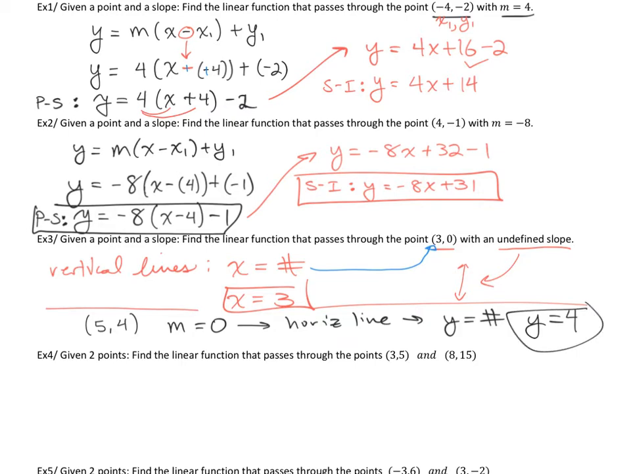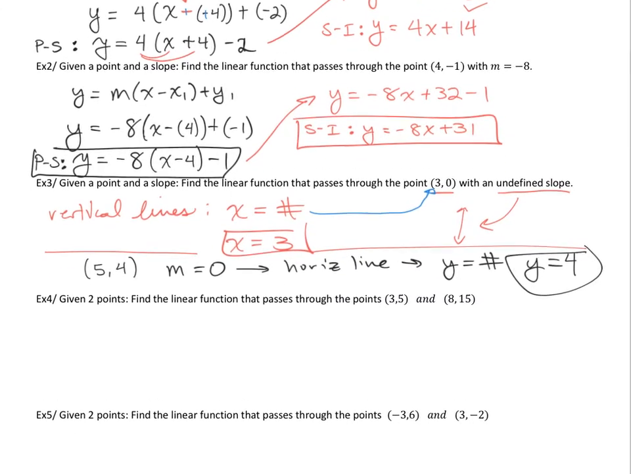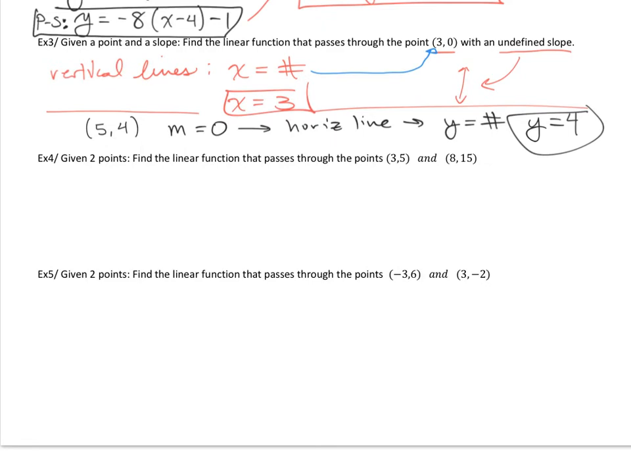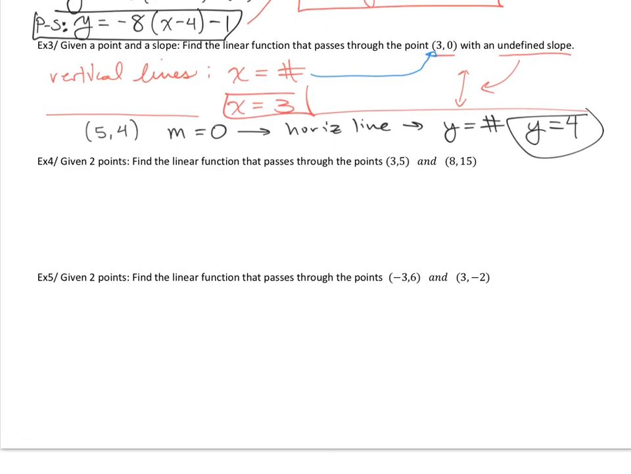All right. So down a little further, we have examples 4 and 5. And these examples are just going to seem a little bit harder. And that's because you no longer have a slope, but you have 2 points. Right? So we need to find a linear function that passes through these 2 points. We've got 3, 5 and 8, 15.